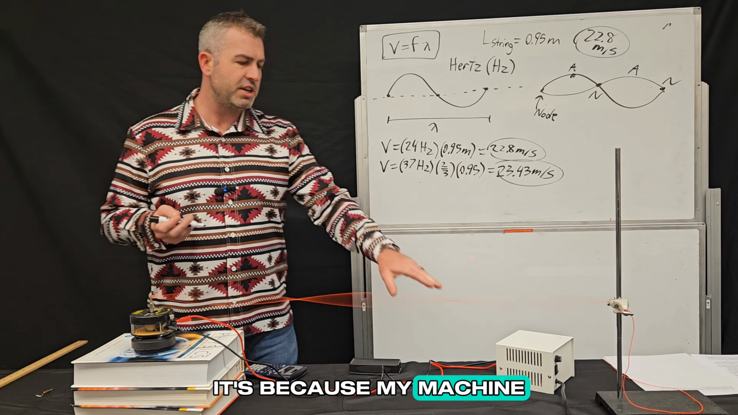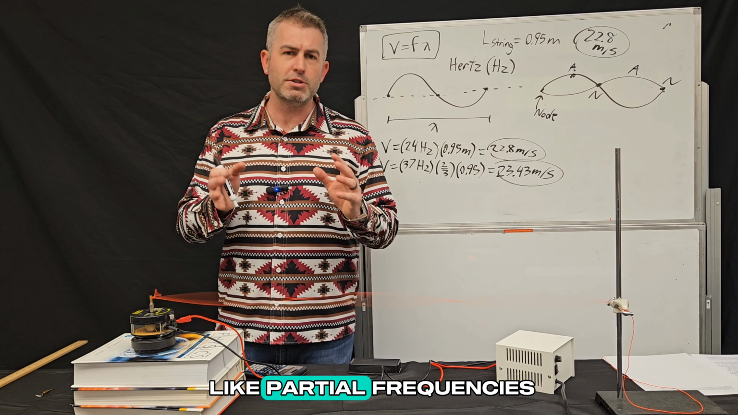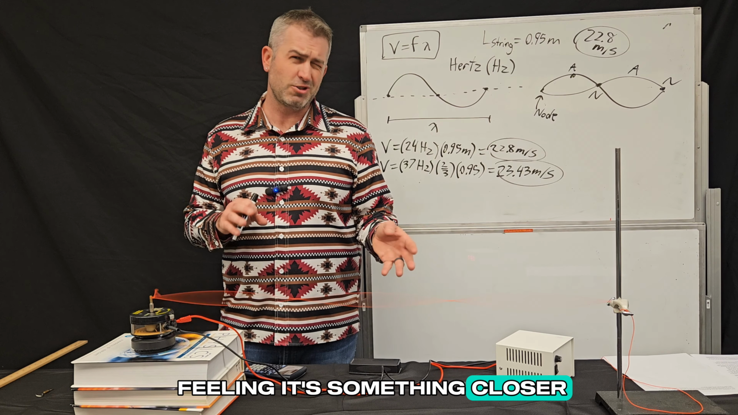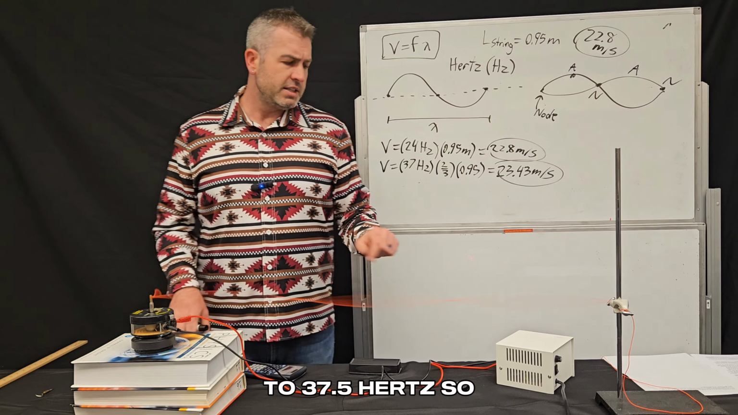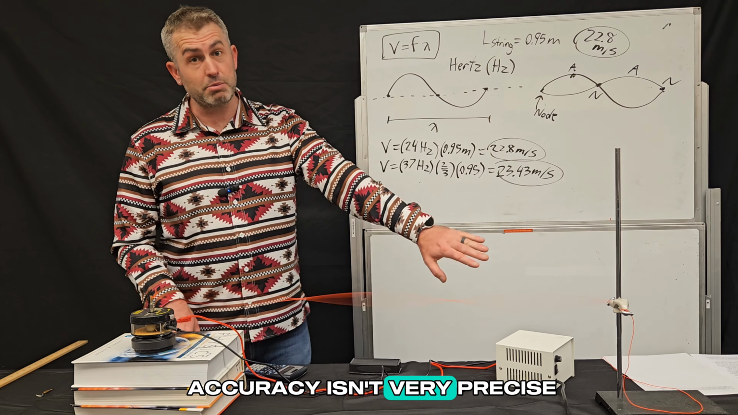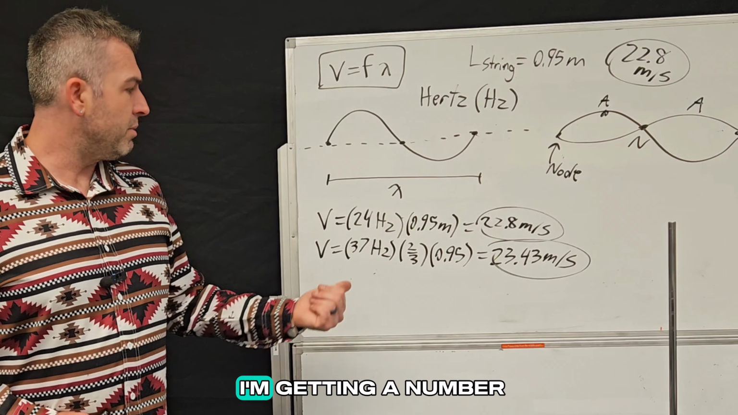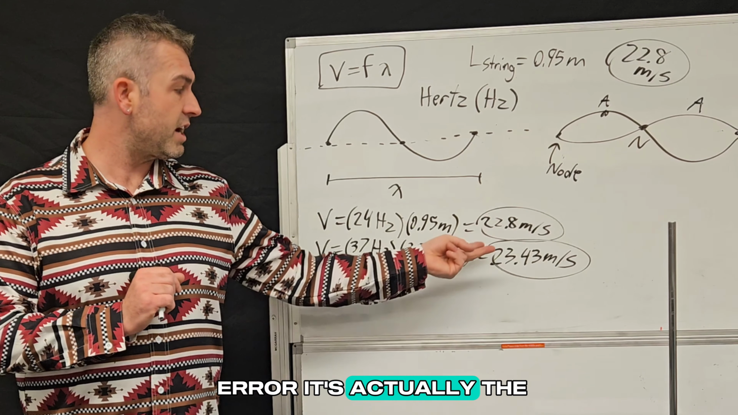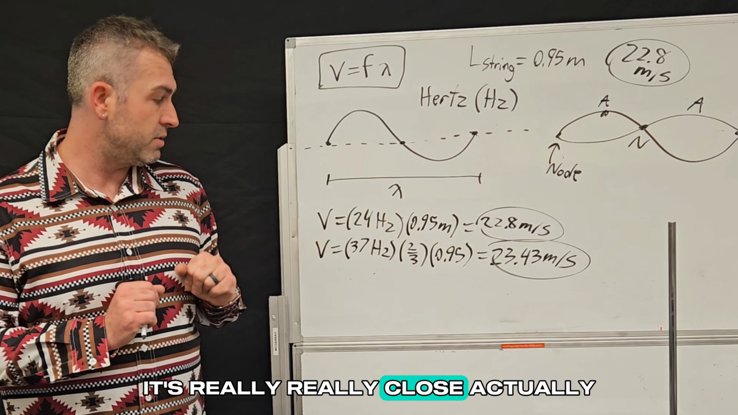Well, it's because my machine doesn't read out partial frequencies. It says 37 hertz, but I have a feeling it's something closer to 37.5 hertz. So because the degree of accuracy isn't very precise on this readout here, I'm getting a number that looks a little bit off. But accounting for that error, it's actually the same value. It's really, really close, actually.